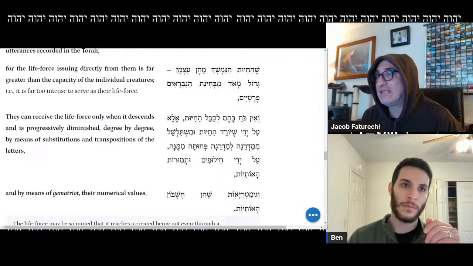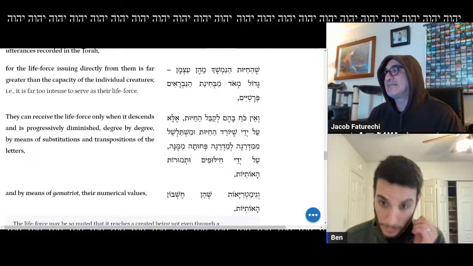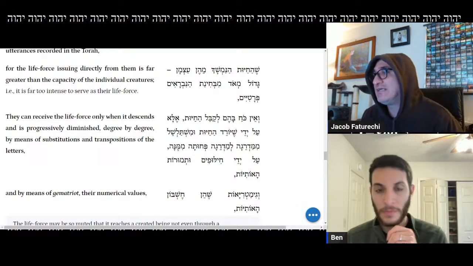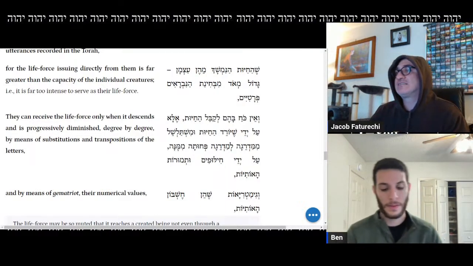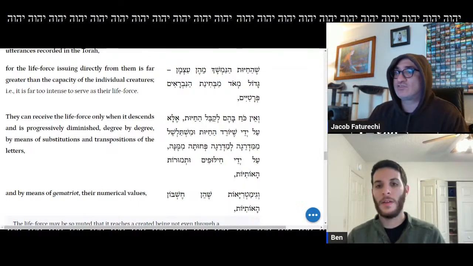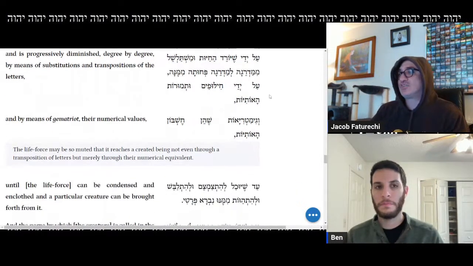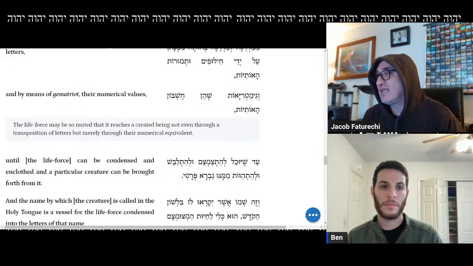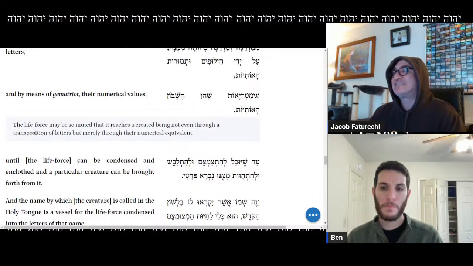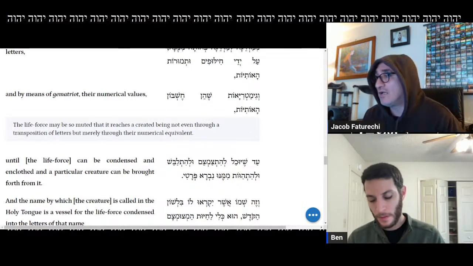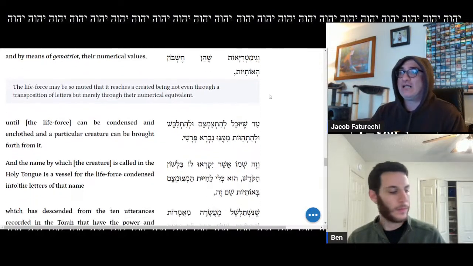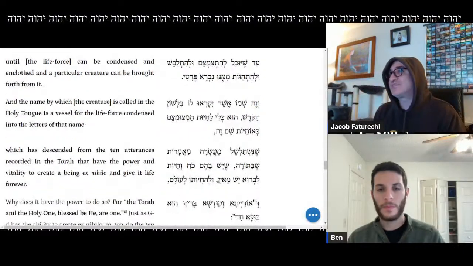The only way that this pure and infinite light can come down to individual creations is through the various spiritual degradations from degree to degree through substitutions and transpositions. The gematriot, which are the numerical values, so that it can be contracted and clothed and come to exist as an individual creation, until some actual hypostasis of the ideal can come to exist.